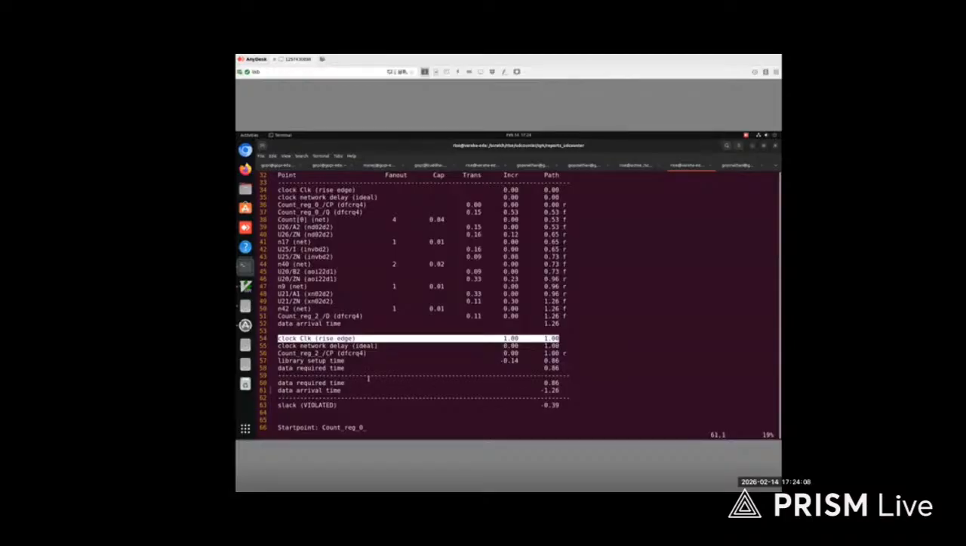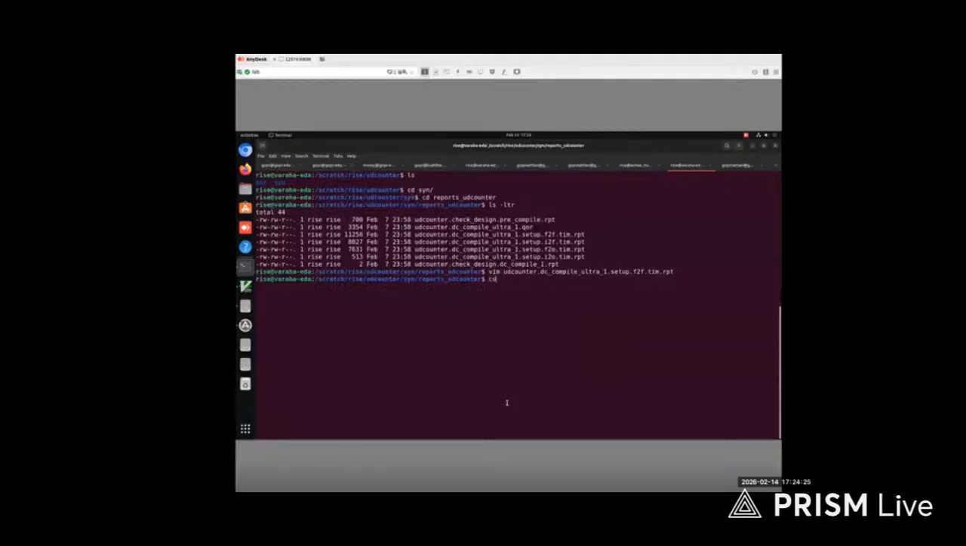So the data arrival time is around 1.26. The data required time you have only 0.86. So your slack is minus 0.39. I think it's violated. Violated, but let me pick up the report that is closing. Sir, ideal slack should be 0, right? Flop to flop. That is flop to flop. Yeah. So we have run it for 1 nanosecond, and that's why we are getting the slack as negative.